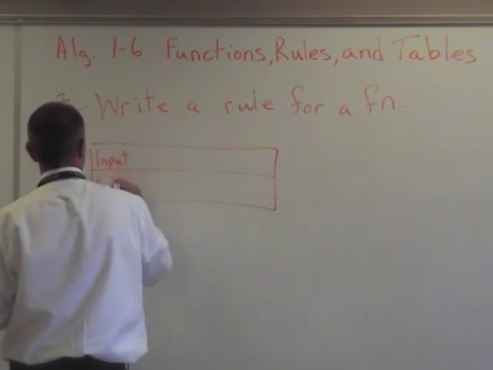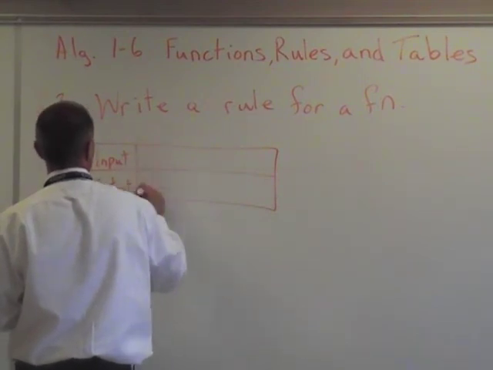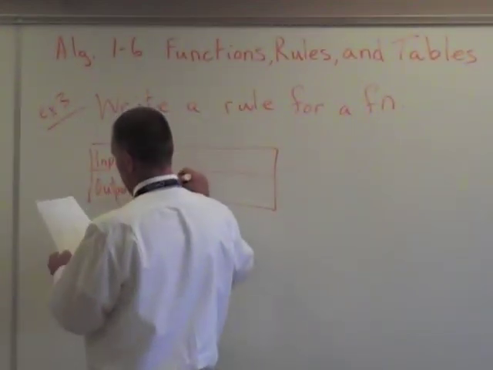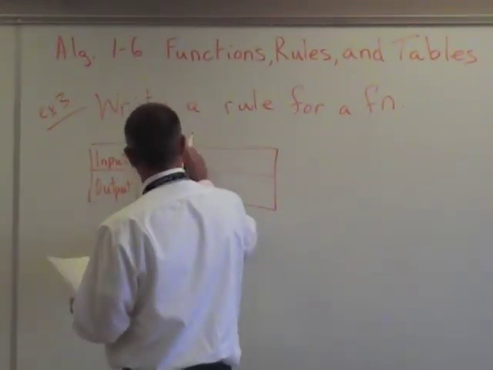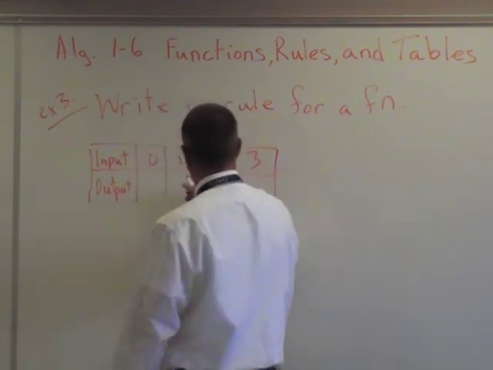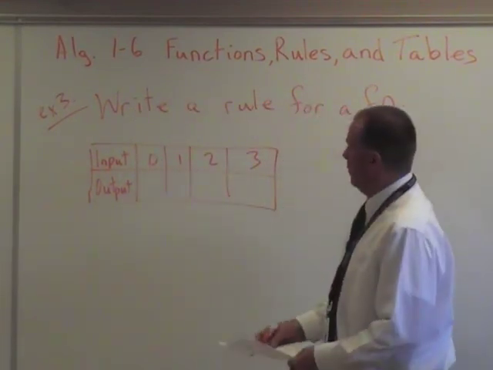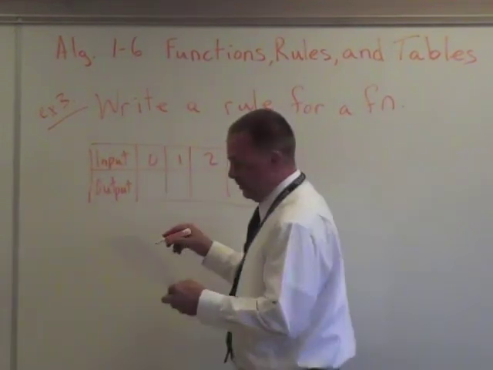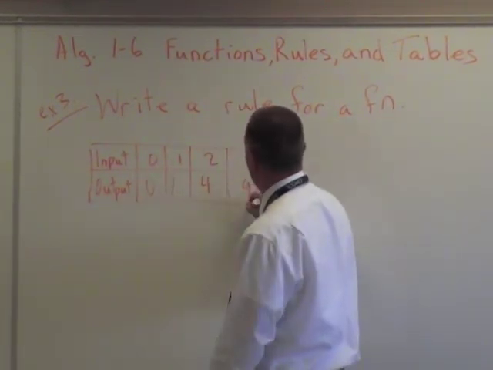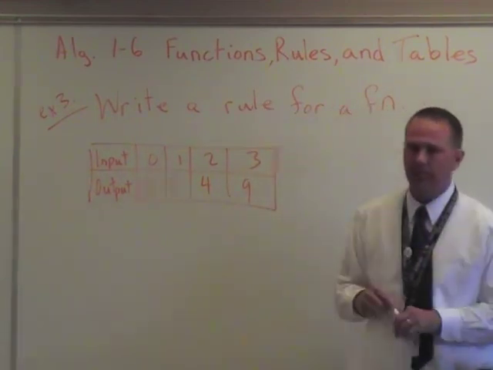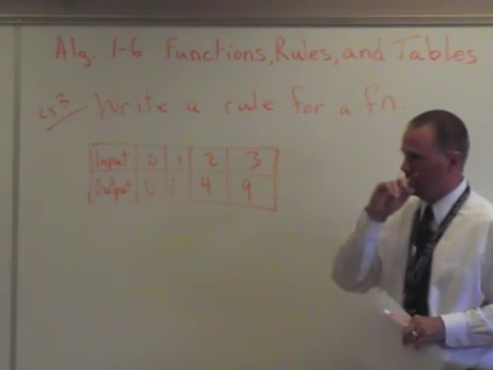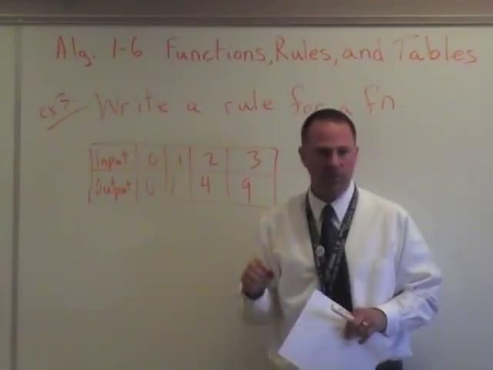What's another name for inputs? X values. Your independent numbers. 0, 1, 2, and 3 is what I have up here. What they got when they plugged these in was 0, 1, 4, and 9. Now that's the problem. That's exactly how it's going to look in your book. They'll just give you different numbers.